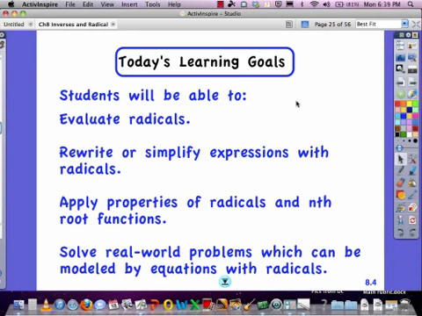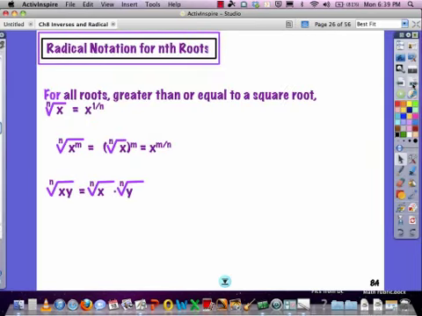Okay, our lecture today comes from section 8.4, Radical Notation for Nth Roots. You can see we have several learning goals. Some of them have been carried over as we proceed through the chapter, but we want to be able to evaluate radicals, rewrite or simplify expressions with radicals, apply the properties that we've been using for radicals and nth root functions, and then solve real-world problems that model equations that have these radicals in. So let's get started right away and talk about our radical notation.